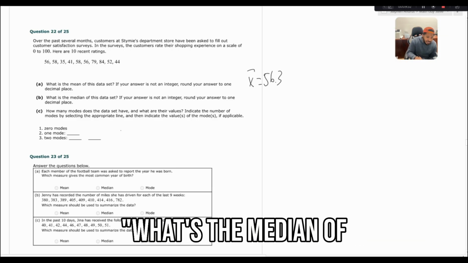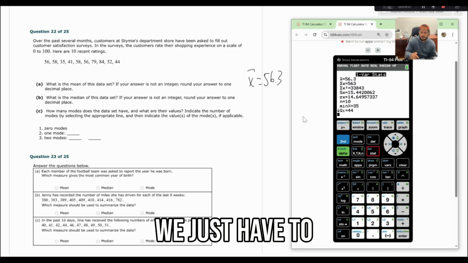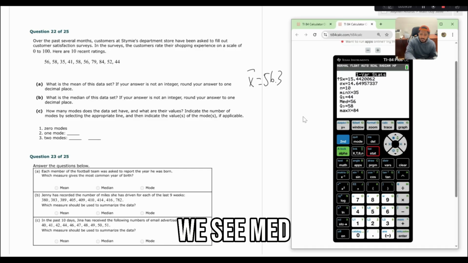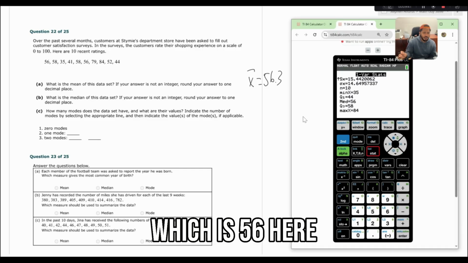Then to find the median, it says what's the median of the data set? It's in that same list. We just have to scroll down. So if we go down, we see Med, that's the median, which is 56 here.